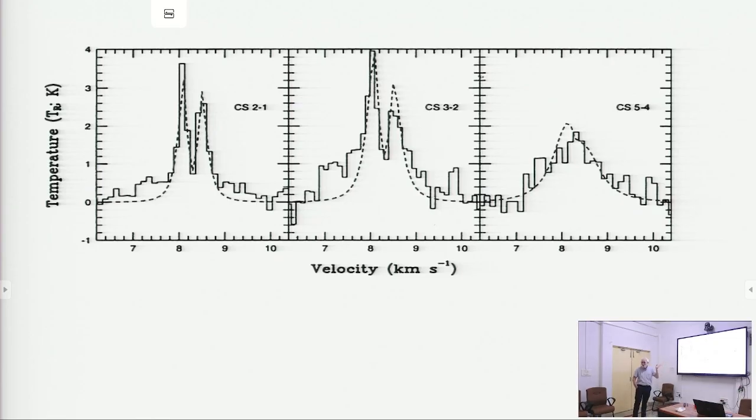But I'll tell you, this is a pure rotational transition at long wavelength. And you've got a J2 to 1, J3 to 2, and J5 to 4 line. And what you can see is they've got incredibly different profiles. This is nothing to do with isotopes. Anyone got any idea what might be going on here?